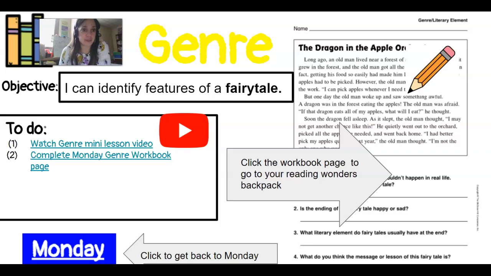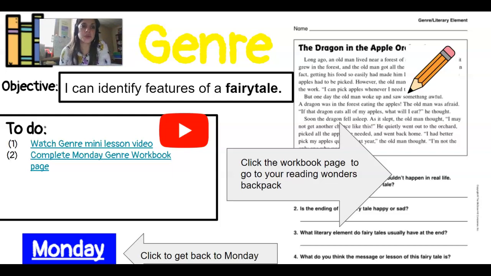Today is my favorite purpose, genre. So here we go with our I can statement. I can identify features of a fairy tale. Say that with me on the count of three. 1, 2, 3. I can identify features of a fairy tale.